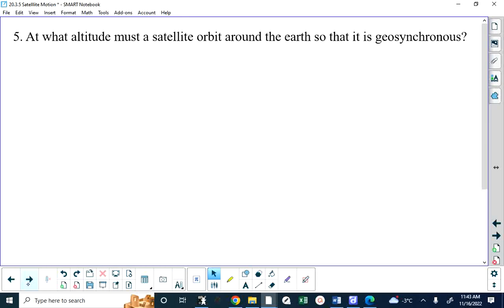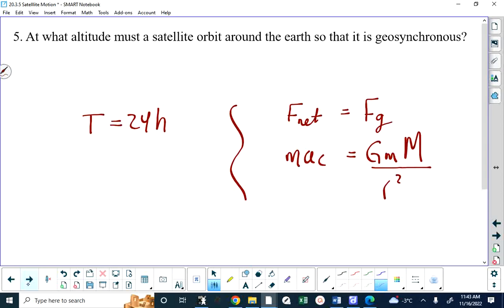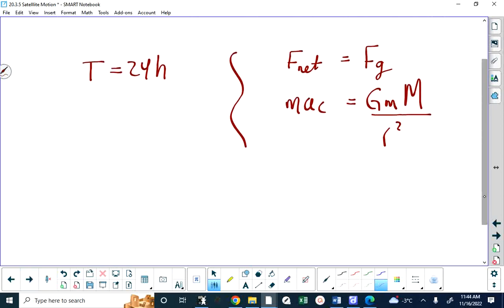And this is going to open up all kinds of very interesting things that we can talk about. So if it's geosynchronous, the period is 24 hours. We already know that for satellites, we can set things up this way. M a_c equals G M M over R squared. It's what, the 5th time we've written that today? And this becomes M times V squared over R equals G times M M over R squared.